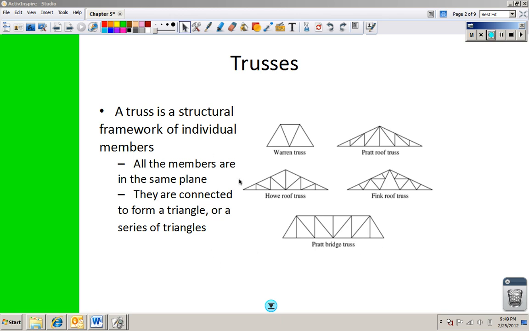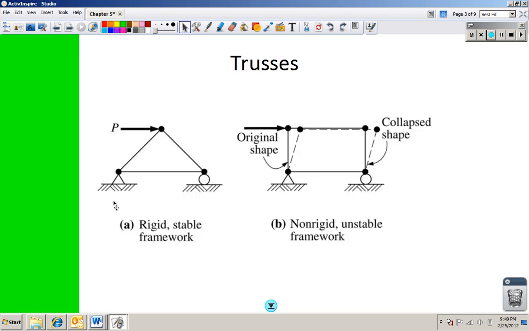Right? All the members are in one plane. We're only dealing with X and Y, and they're connected to make a triangle or a series of triangles because that's a much more stable shape.